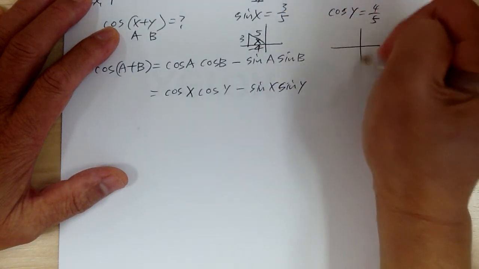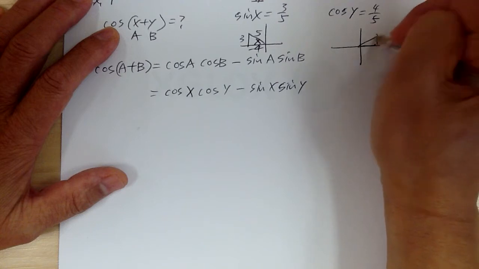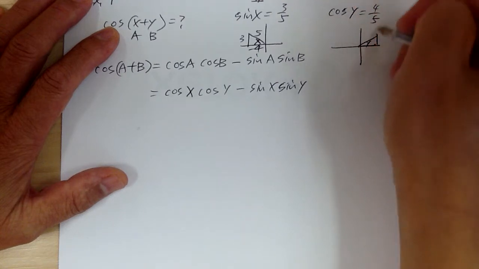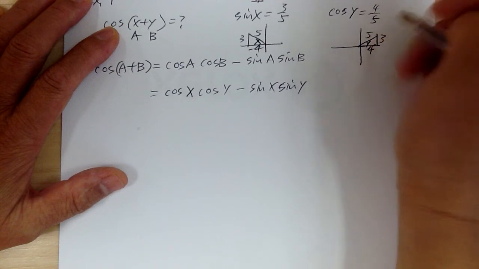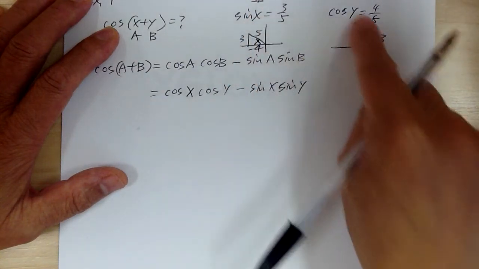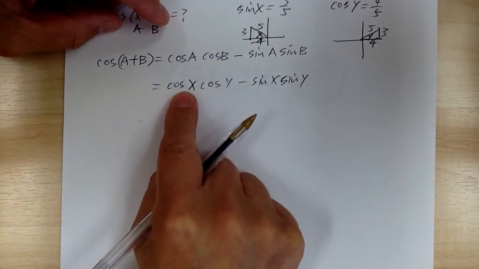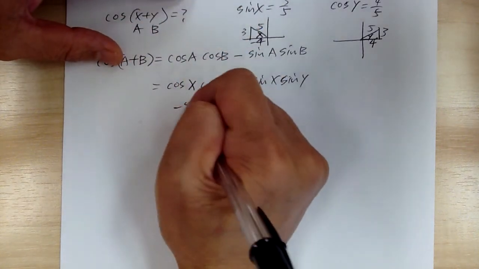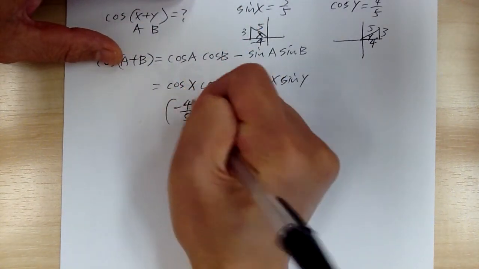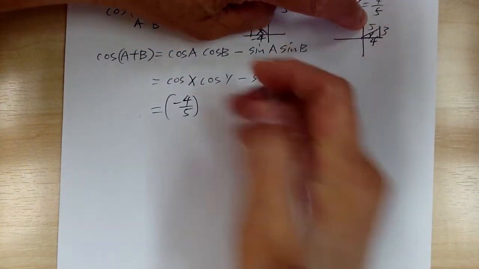And this one, you have to draw another triangle, quadrant 1. So this is your y, and it's 4 over 5, so this is 3. So you've got to draw two triangles, one for x, one for y. Now you can look at a triangle to evaluate. Cosine of x is this one over here, so it's negative 4 over 5. Cosine of y, you have to look at this one here, so it's 4 over 5.